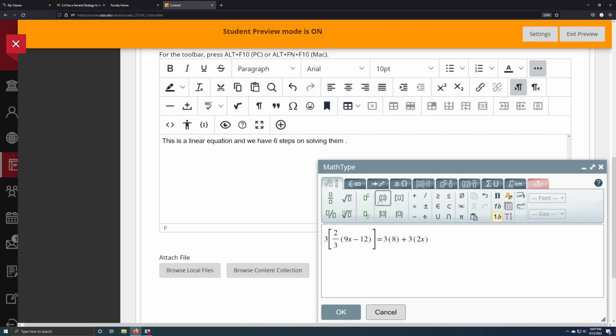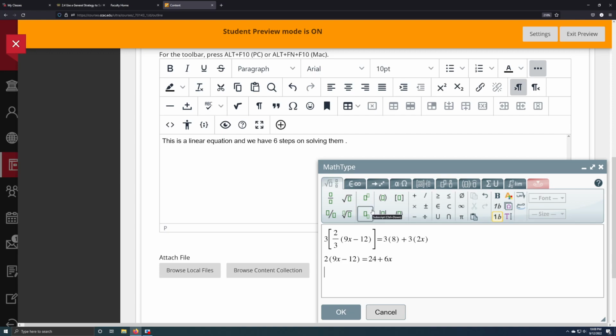All right. So if you want to, you can continue typing here. So notice that the cursor's on the far right-hand side. I'm just going to hit enter, and I can keep on moving. I can keep on going down. So now that we multiplied everything by 3, remember we got 2, parenthesis, 9x minus 12 equals 24 plus 6x, enter.